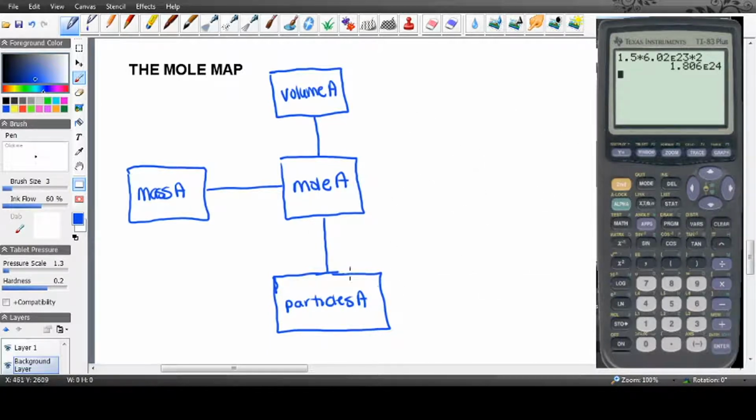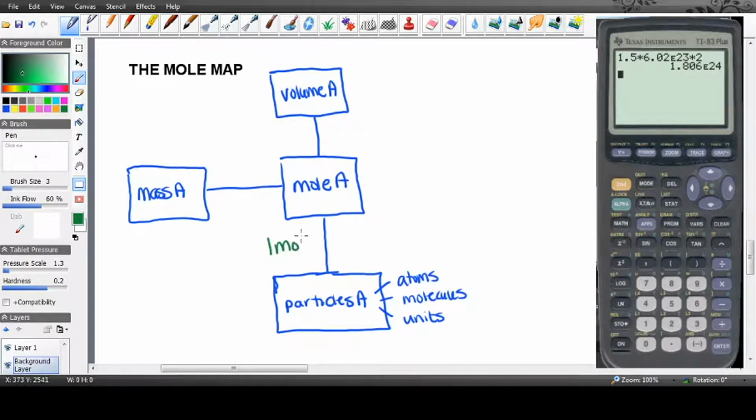Now, don't worry about this other half of the mole map. We're going to worry about that later on. Let's just look here at what we just figured out. Well, we learned that particles represent atoms. They also represent molecules or units. Just depends on what type of substance you're talking about. And if we want to convert between moles and particles, or particles and moles, we are going to use Avogadro's number.